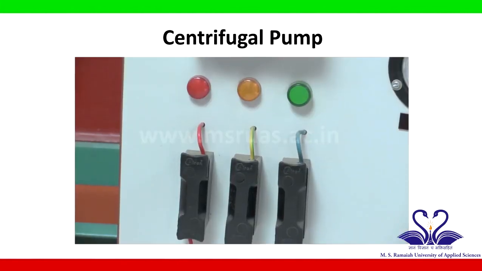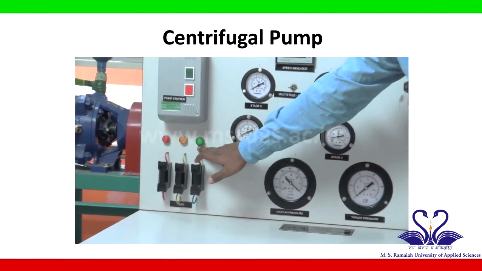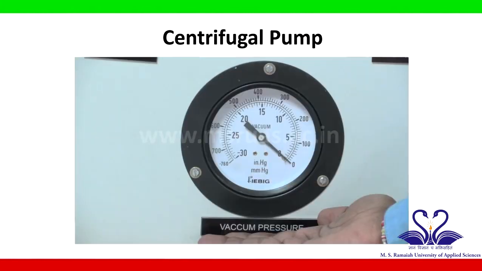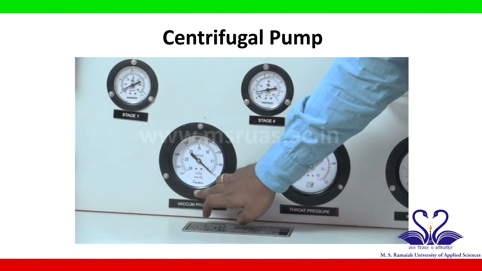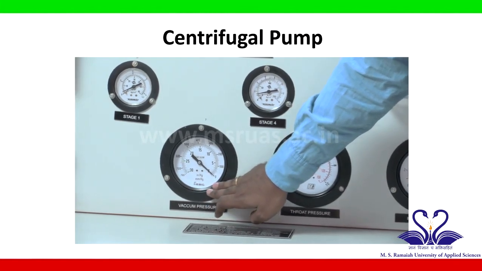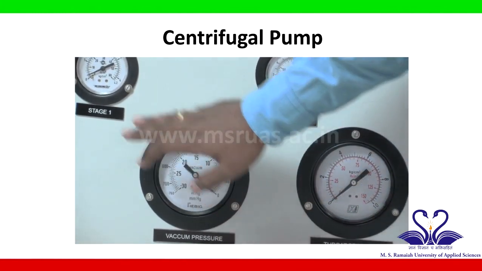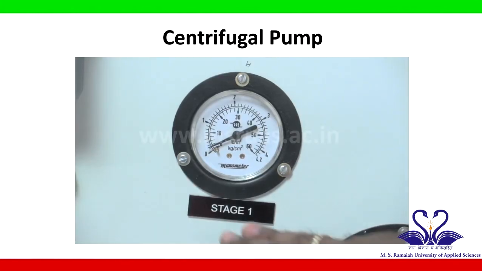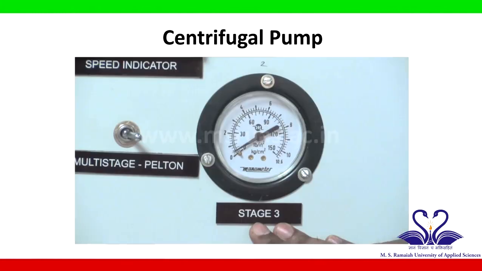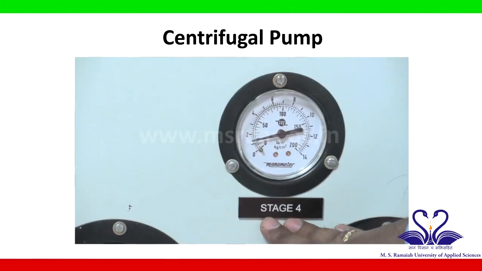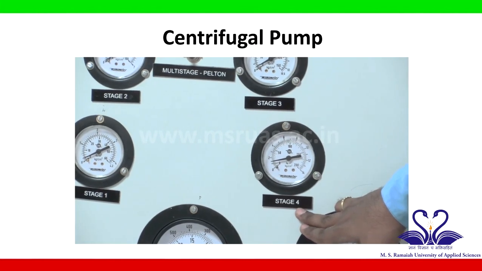The motor is connected to a 3-phase supply which should be indicated with these 3 bulbs glowing on. Here we get the suction pressure that is coming into the pump. The pressure is indicated in millimeters of mercury. The 4 stages of pressures are available over here: stage 1, stage 2, stage 3 and stage 4. The stage 4 pressure will give us the delivery pressure.